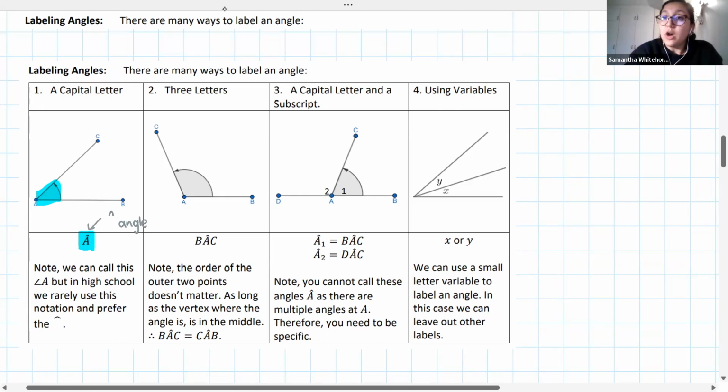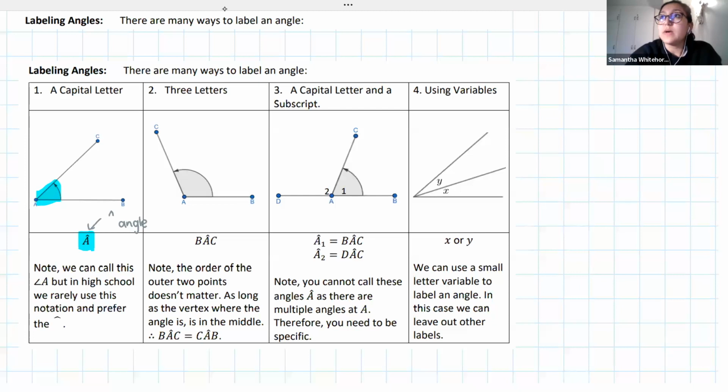Now, again, we don't often use this because you're going to see as we go on that often there's more than one angle at a vertex or at a point, and we need to be very specific when we label our angles. Sometimes we do just use the letter, that's fine, but this isn't one we use commonly. The ones we use mostly are the last 3.